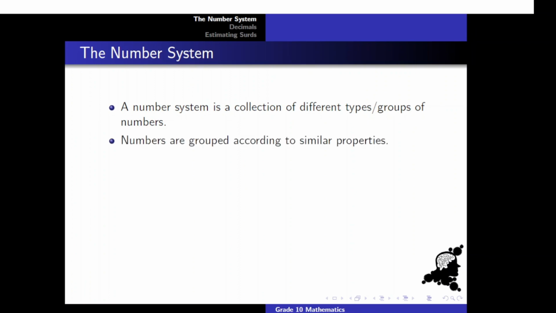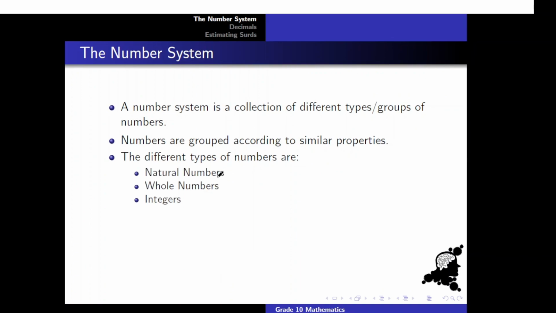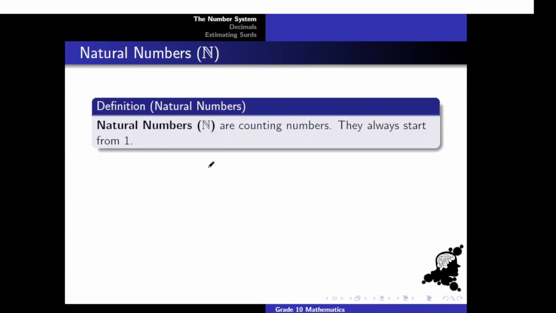What we are concerned about is the different properties that numbers have that we could use to group them. So the different types of numbers that you're going to be having a look at in grade 10 right through grade 12 are natural numbers, whole numbers, integers, rational numbers, irrational numbers, real numbers, as well as non-real numbers.